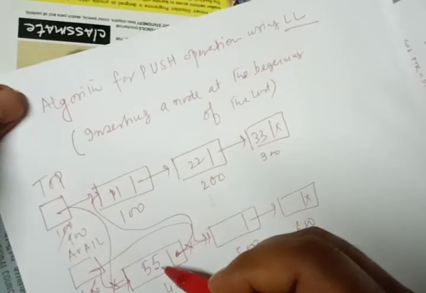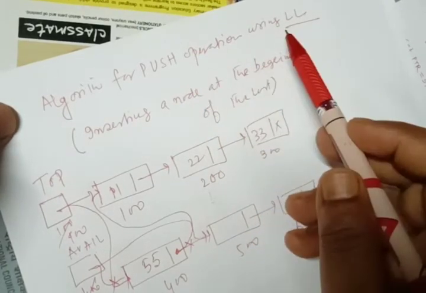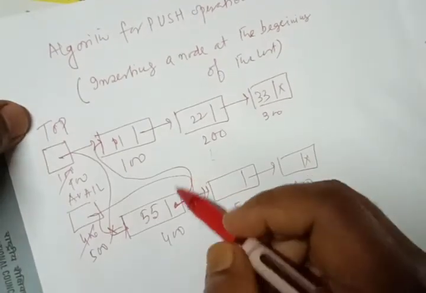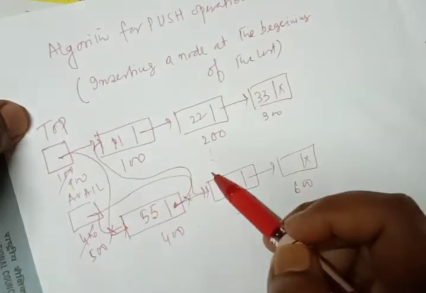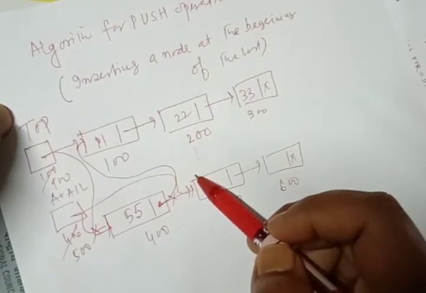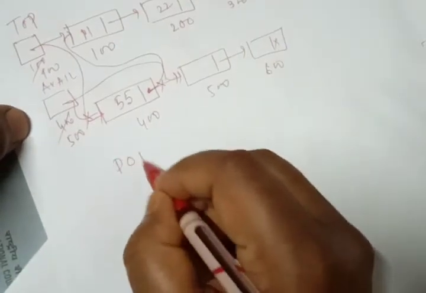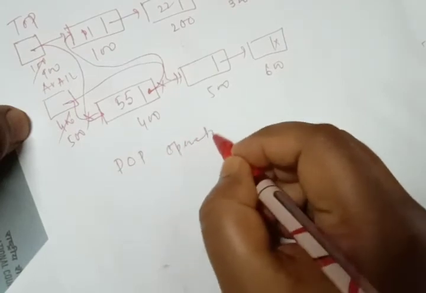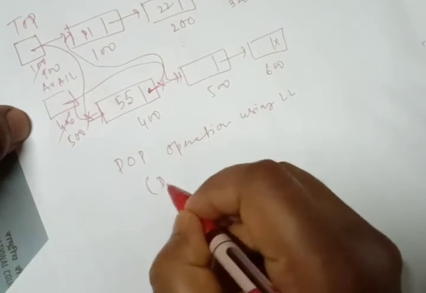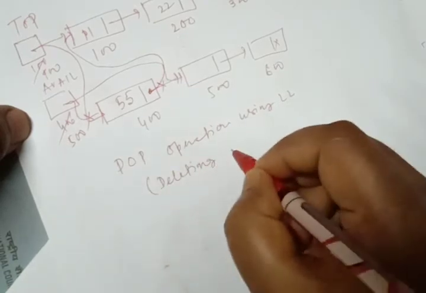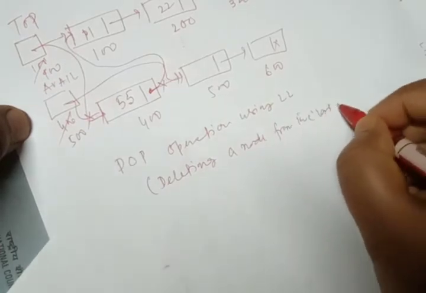So in case of inserting, or in case of the push operation using a linked list, you always have to put the new node at the beginning of the list. So this algorithm is the same as inserting a node at the beginning of the list. And in case of the pop operation using a linked list, that one is also the same as deleting a node from the first position.